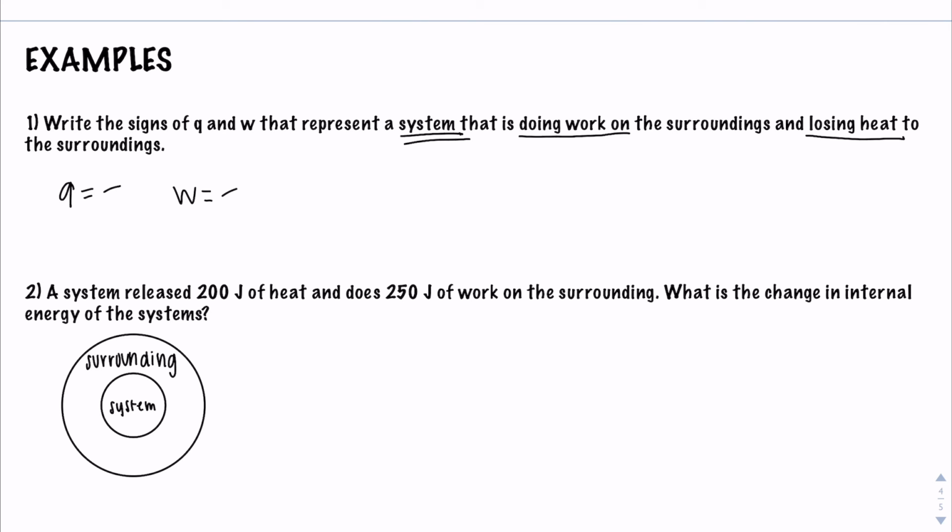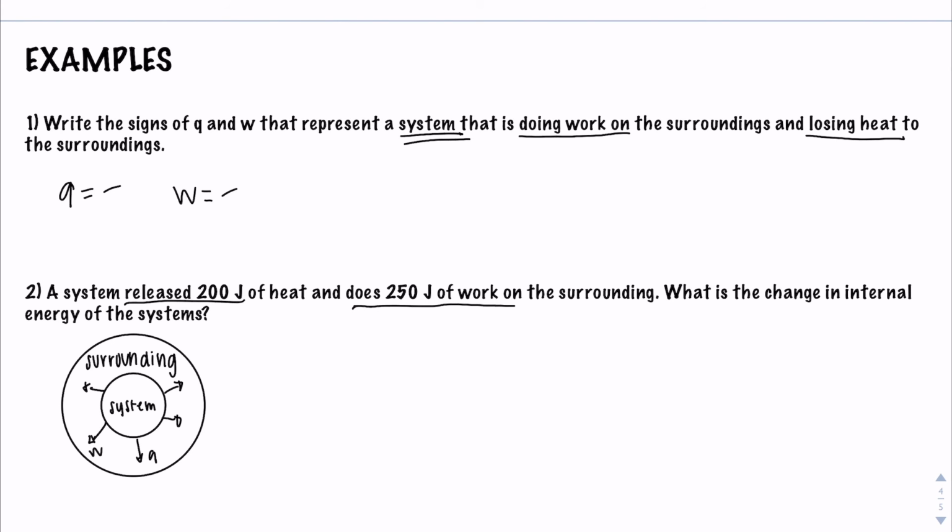So what is the change in the internal energy of the system? A good way to represent this problem is through a picture. A system released 200 joules of heat, so this is releasing 200 joules of heat into the surroundings. The system also does 250 joules of work on the surroundings, so this goes from the system to the surroundings.